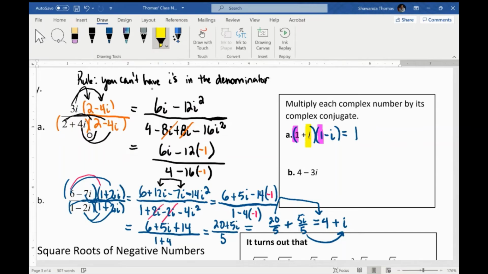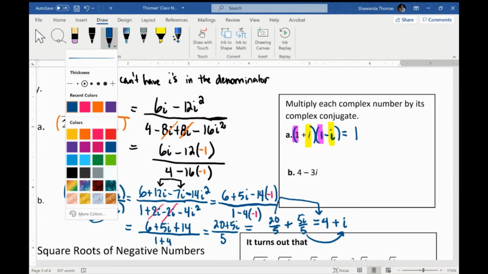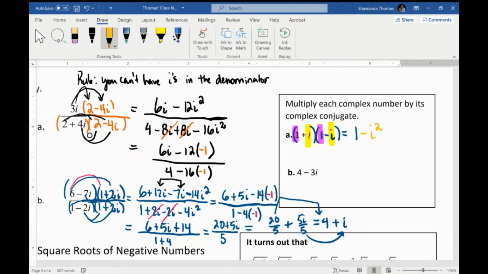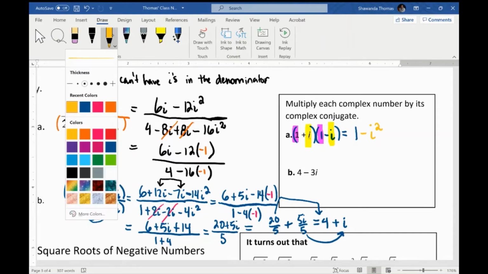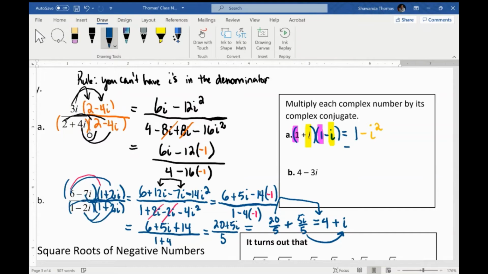And I'm going to multiply i times negative i together. What is i times negative i? Negative i squared. But we know that i squared equals what? Negative 1, which means that's a 1 plus 1, which equals 2. You see it? The two negatives in the middle would change to a positive 1.